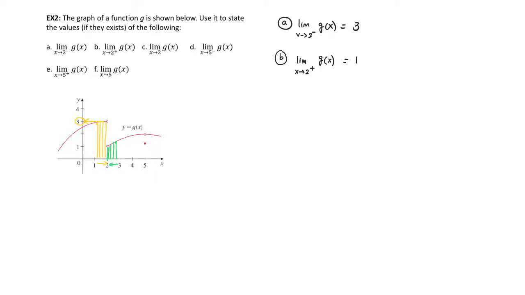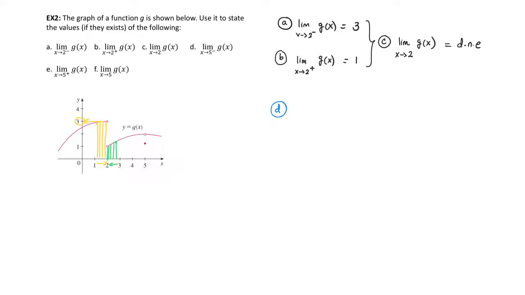So what is that telling me about C? C is now asking me a question about the double-sided limit at x equals 2. What is the limit as x approaches 2 of g of x? And because the one-sided limits at 2 are different, the double-sided limit does not exist. So I'm going to say that C does not exist. All right, beautiful.